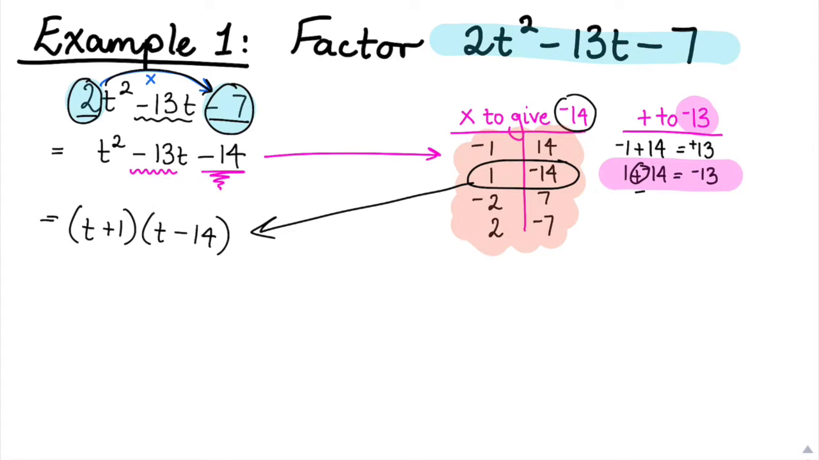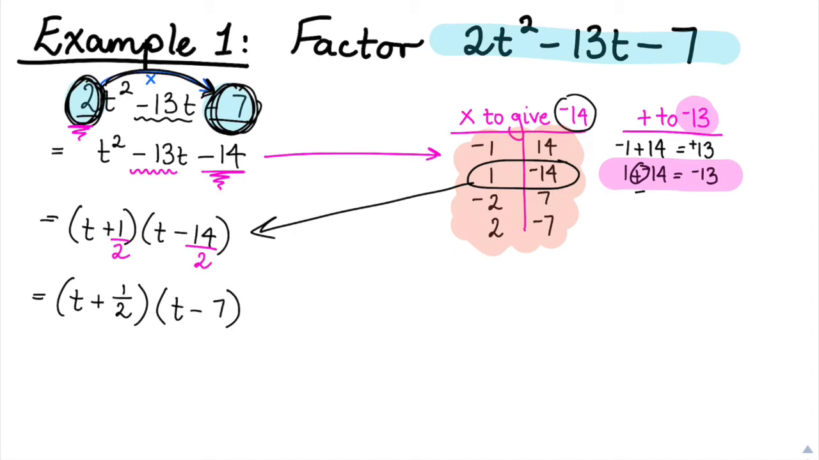We're not quite done yet. Remember at the start we multiplied this 2 by the negative 7? Well, we need to undo that operation. So in order to do that, we need to divide each constant within the parentheses by the 2 that we multiplied out in the beginning. Let's simplify that. We get t plus, well, 1/2 can't be simplified any further, so I'll leave it as is. And in our second set of parentheses, 14 divided by 2 gives us 7. So I'm left with t minus 7.